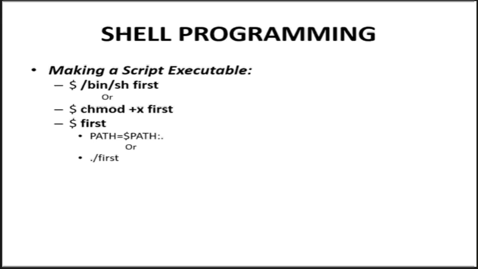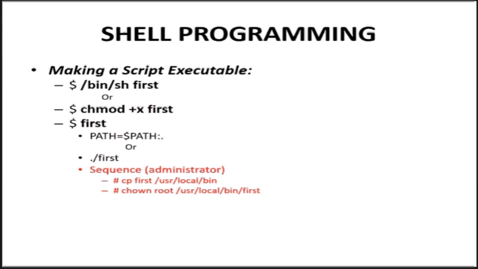As an administrator, first he or she has to copy the file into /usr/local/bin. After copying the file into the bin folder located in the local folder under the usr directory, we need to change the owner of the file to root, and we need to change the group name of the file to root, and we need to change the permissions of the file now, which can be the value represented as 755.